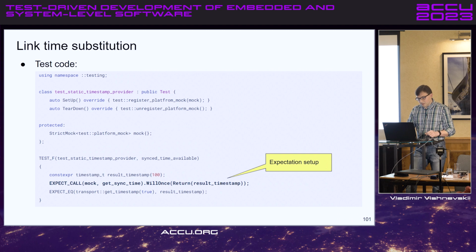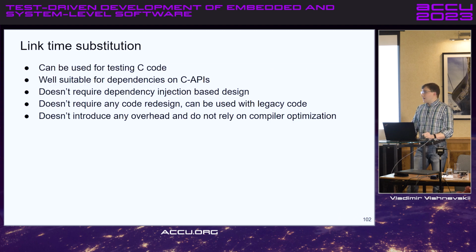Let's look first of all at the advantages. Yeah, so it really can be used with C code, so for testing C code dependent on C code. Also, it is well suited for C API. So as soon as the declaration and definition are separated, it works well. It does not require a dependency injection-based design. So it is kind of an advantage and disadvantage, but the idea is that it works well with legacy.